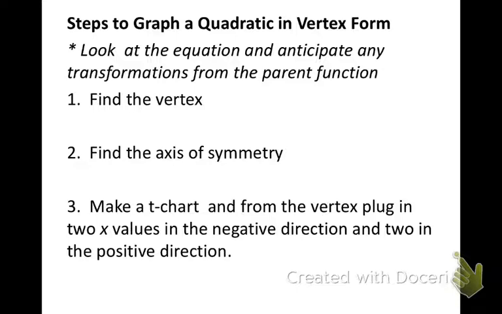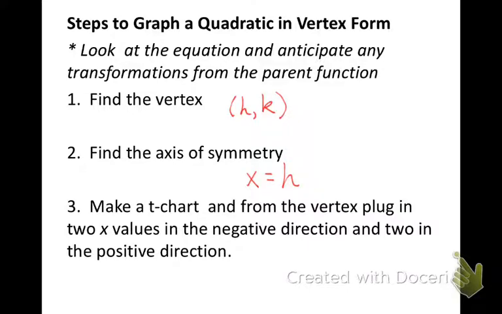So we're going to find the vertex, and we will do that by picking out the h and the k value. Just remember that the h value will always be the opposite sign than what you see in the equation. Then we're going to find the axis of symmetry. That's that invisible line that runs down the middle of a parabola that divides it in half. It is so simple because it's a vertical line. It has the equation x equals a number, and the number is going to be the h value, or the x value of the vertex.